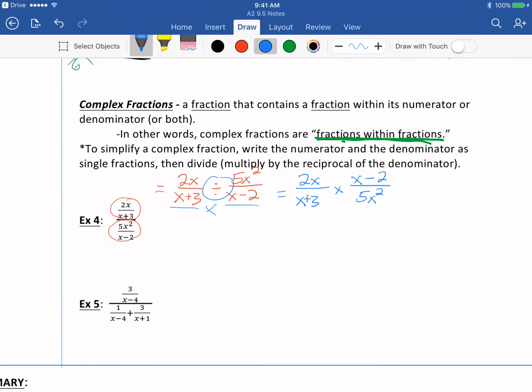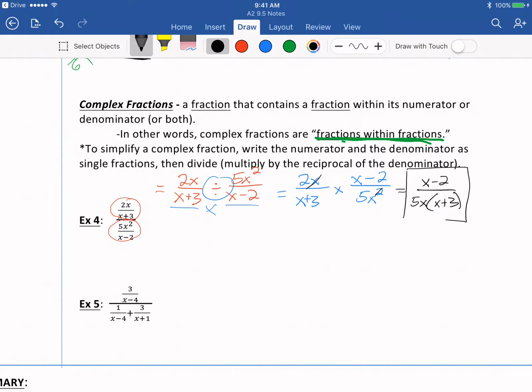Okay, so now to figure this guy out here, I'm just going to cross out some like terms on the top and the bottom. So I can see that I have an x on the top and I have an x on the bottom, so I'm left with just 5x on the bottom. So what I'm left with here is x minus 2 on the top, and on the bottom I have 5x and x plus 3.